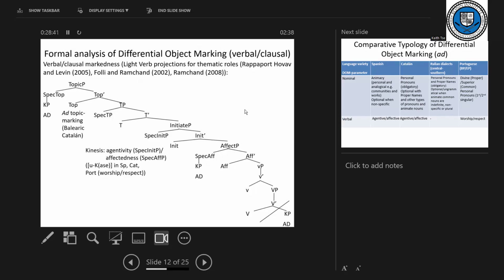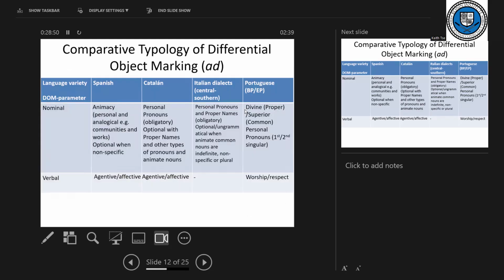The fact that inanimate dislocated nouns can also be marked by ad. So these are the key parameters here. Here is a table that summarizes my findings on the previous slide. The idea is that there is an inverse correlation between categories and types here.